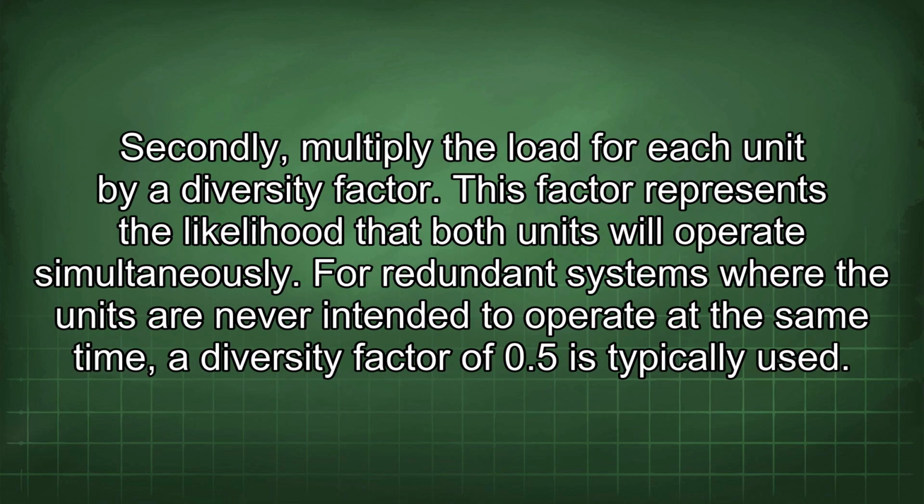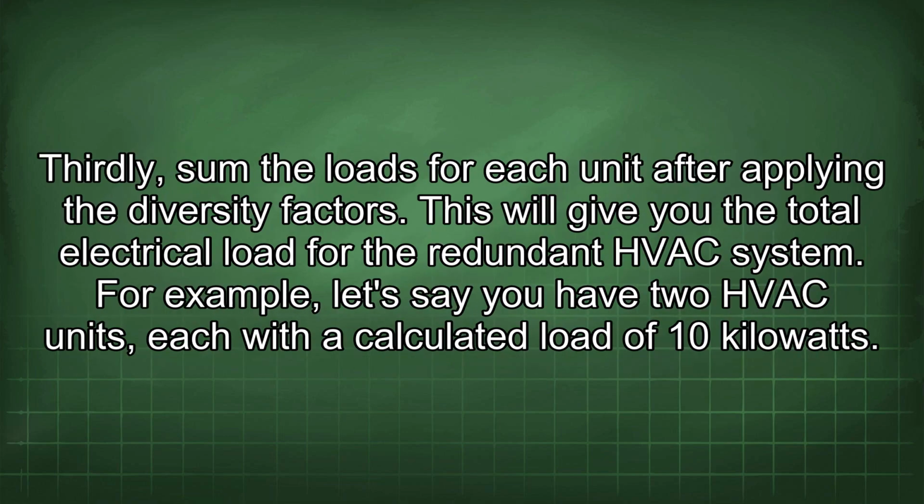Secondly, multiply the load for each unit by a diversity factor. This factor represents the likelihood that both units will operate simultaneously. For redundant systems where the units are never intended to operate at the same time, a diversity factor of 0.5 is typically used. Thirdly, sum the loads for each unit after applying the diversity factors. This will give you the total electrical load for the redundant HVAC system.